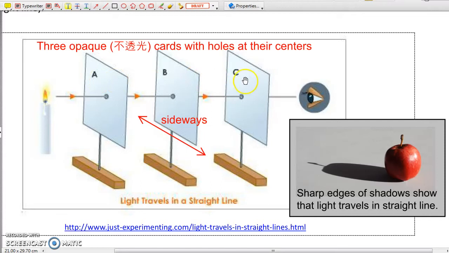Card A and C are fixed. We don't move them. These cards restrict the path of the light ray, and so they define the direction of travel of the light ray. We move card B sideways to block the light. Card B shows that light can only travel in a straight line, at least between card A and C, right?